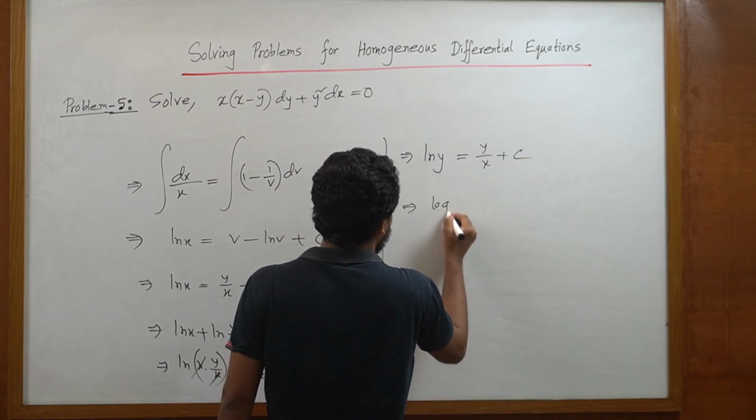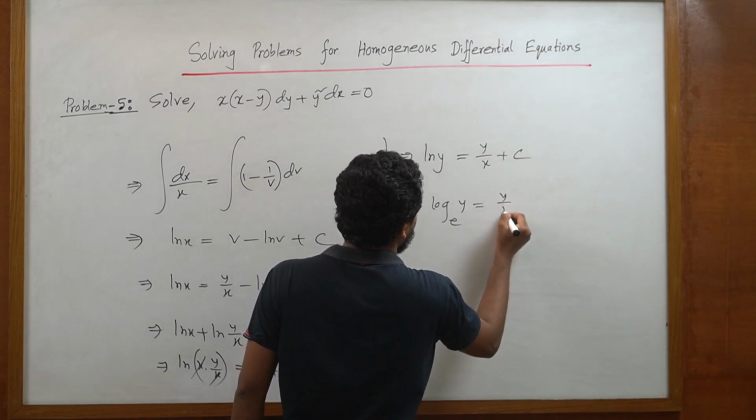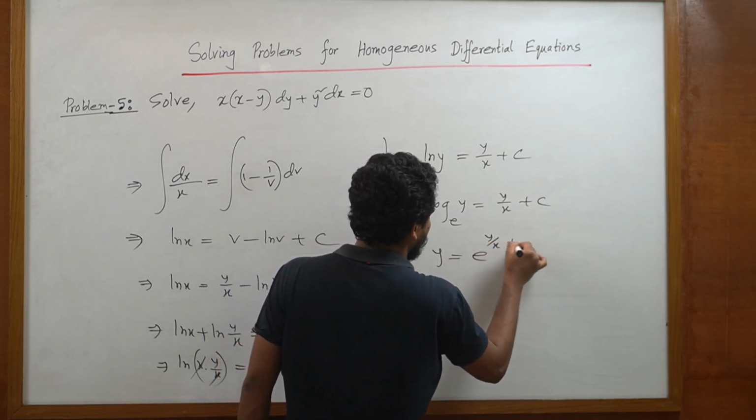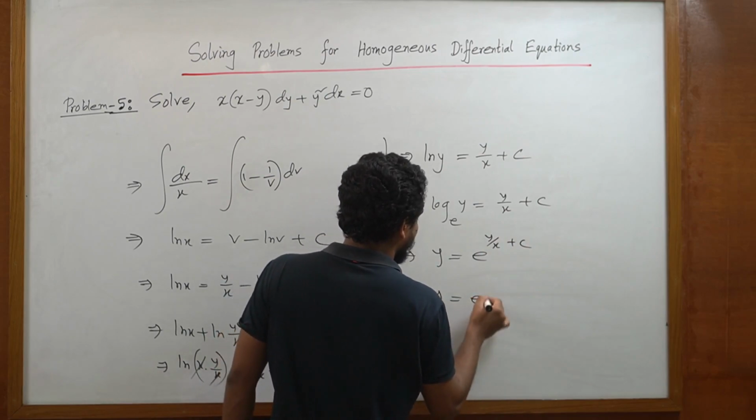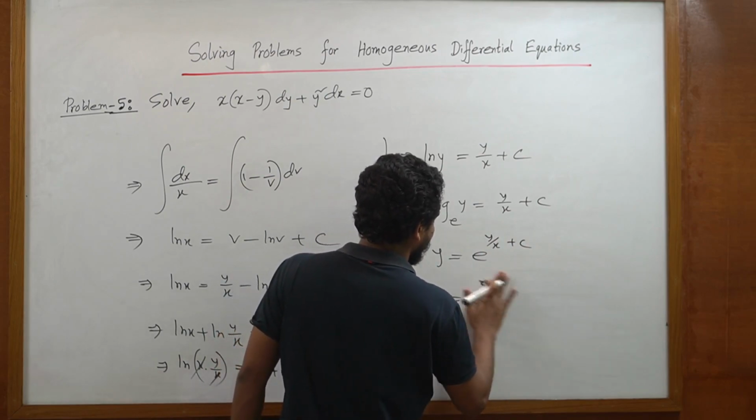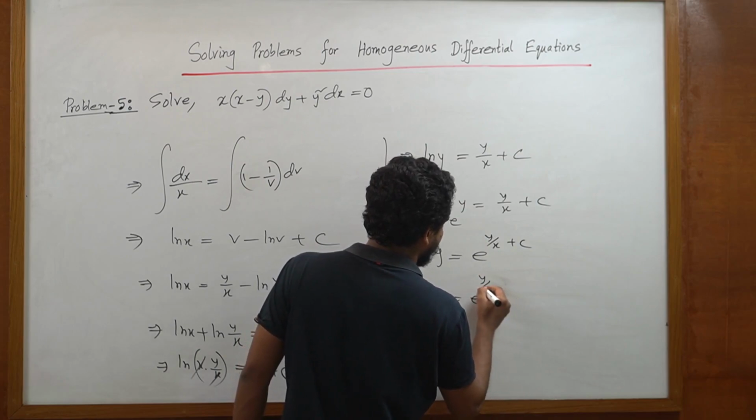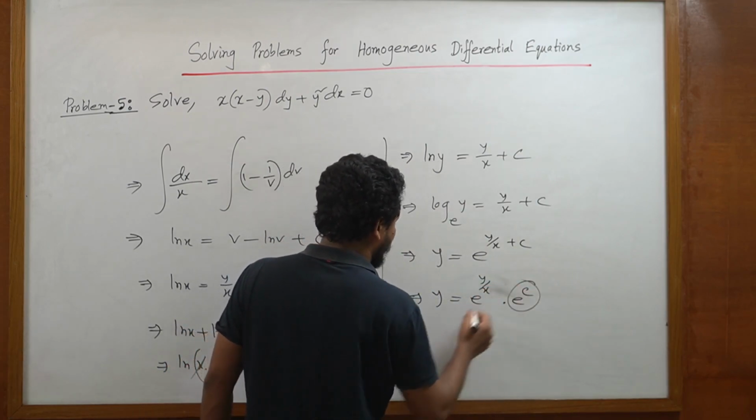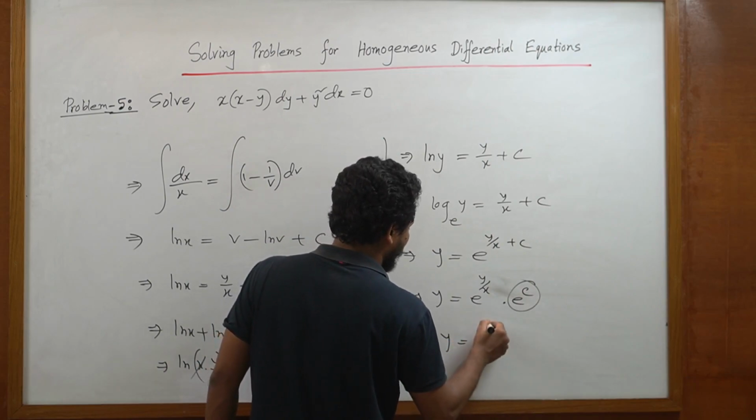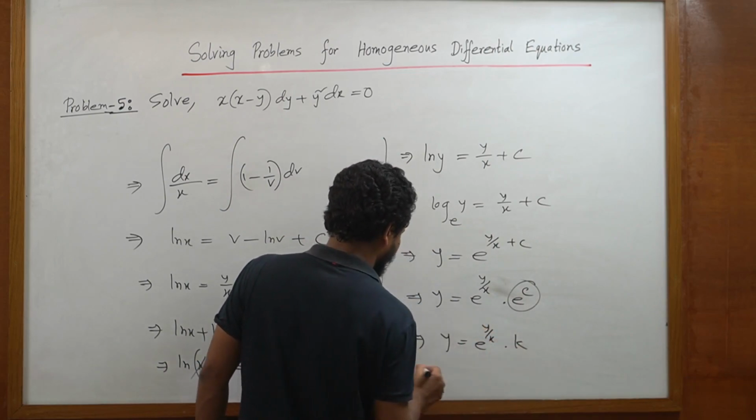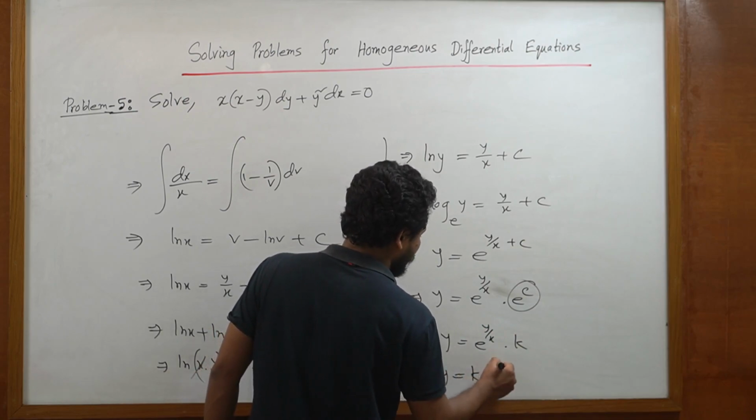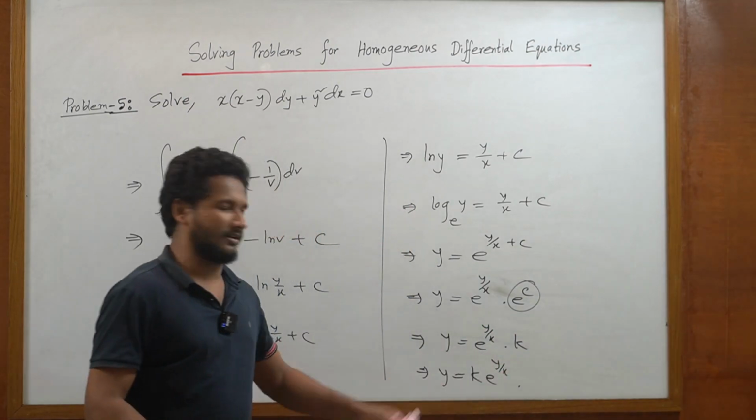Ln y means log e base. Now we can write y equals e to the power y by x plus c, which is e to the power y by x into e to the power c. E to the power c should be a new constant, so we get e to the power y by x into k. So the solution is y equals constant times e to the power y by x. So this is the solution.